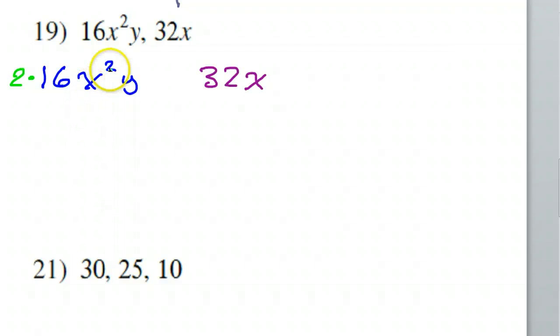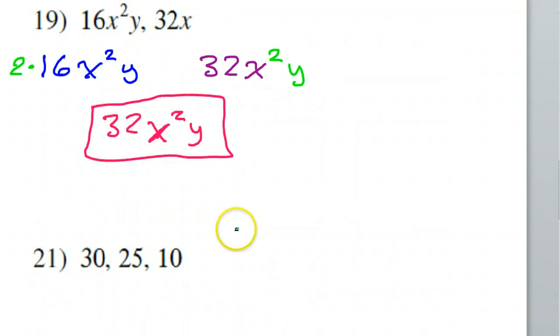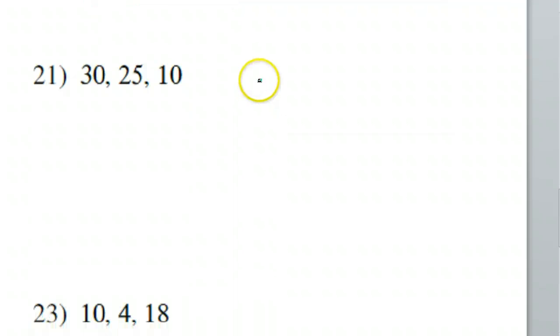Now the x's. This is x squared. This is only x. So we'll have to make this x squared. Now the y's. This has y. This doesn't have any y's. So we'll have to give it a y. So now they are the same. That means that the least common multiple is 32x squared y. It was not a very good x, but good enough. So you don't always have to do the prime factorization.